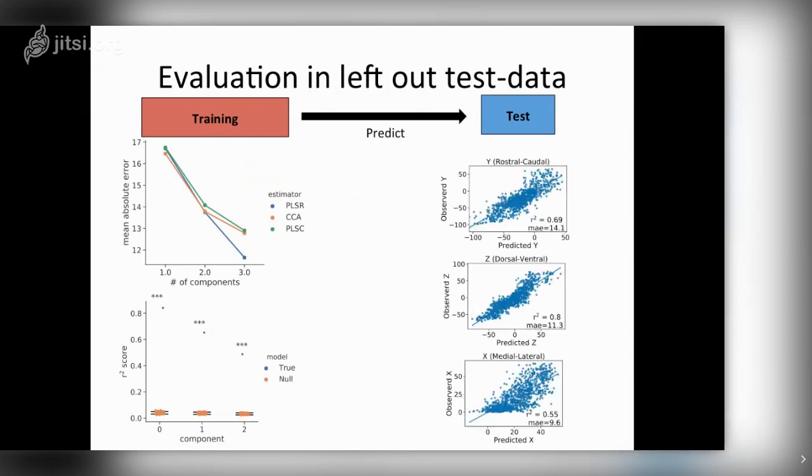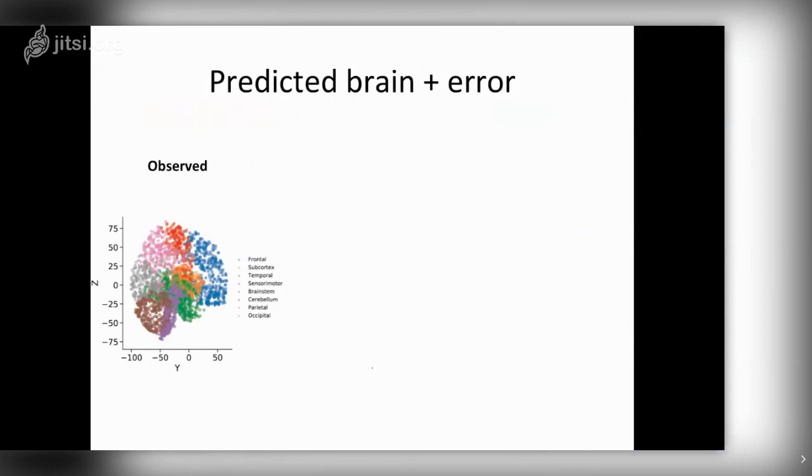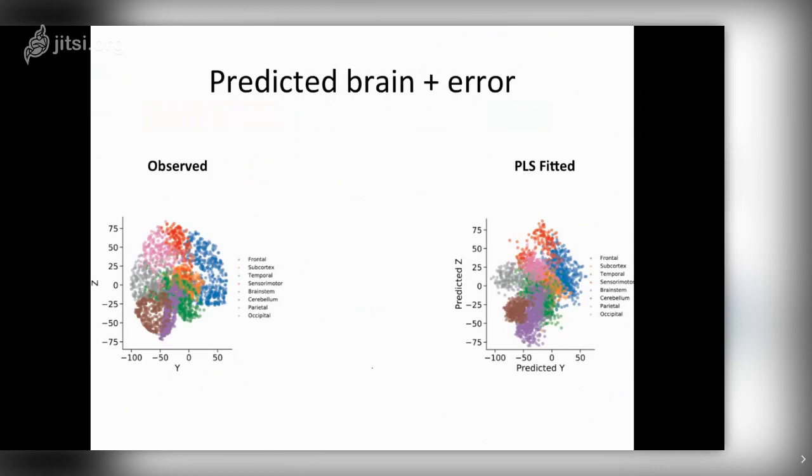And here you can see the predicted values of the Y, Z, and X coordinates from top to bottom for each sample. And we found the model predicted location very well in this unseen data along the rostral caudal and dorsal ventral axes in particular, and maybe a bit less well along the medial lateral axis at the bottom. To visualize this, here we plot the Y and Z coordinates of each sample in the Allen Brain Atlas, and you can see the different brain regions are colored differently. And here's the predicted location of each of those samples with the same coloration.